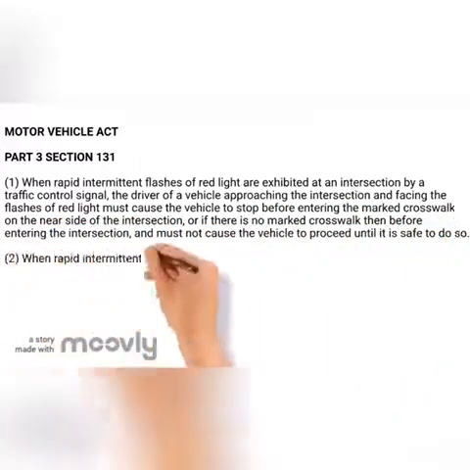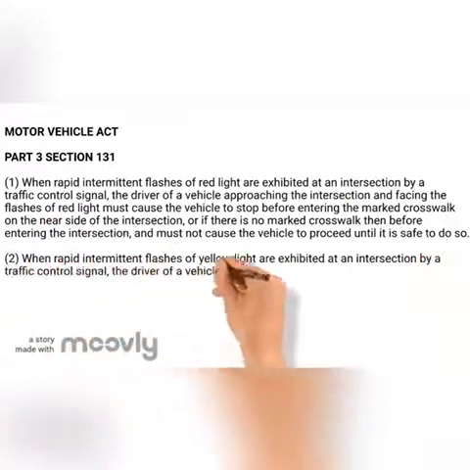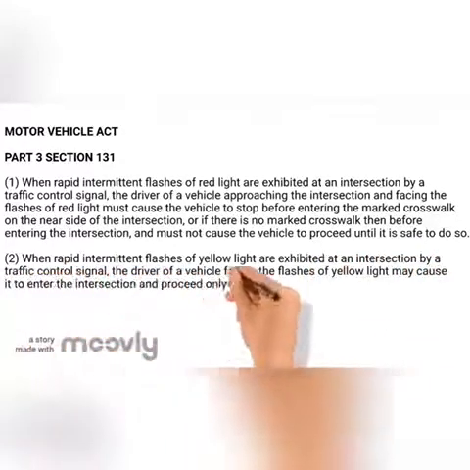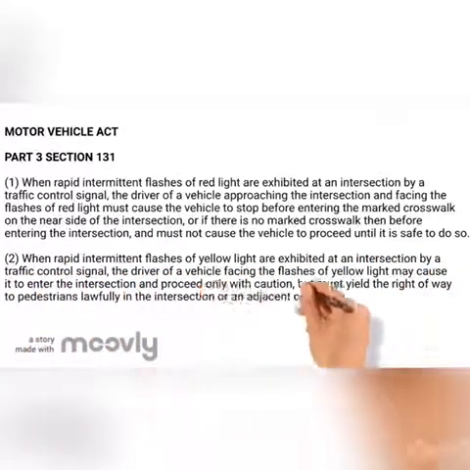When rapid intermittent flashes of yellow light are exhibited at an intersection by traffic control signal, the driver of a vehicle facing the flashes of yellow light may cause it to enter the intersection and proceed only with caution, but must yield the right of way to pedestrians lawfully in the intersection or an adjacent crosswalk.